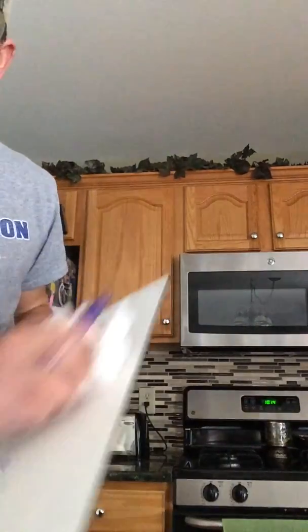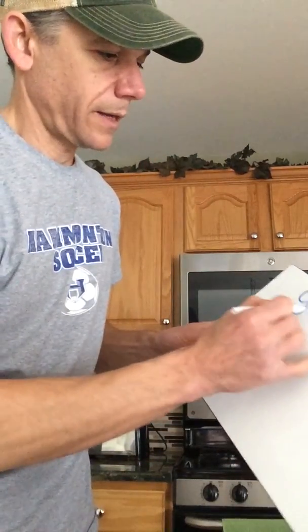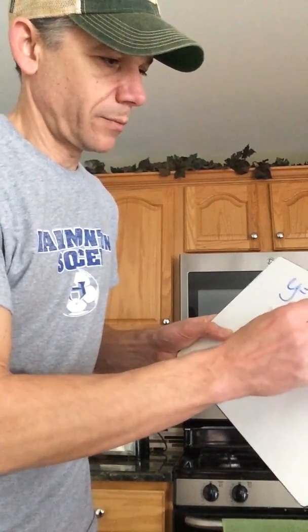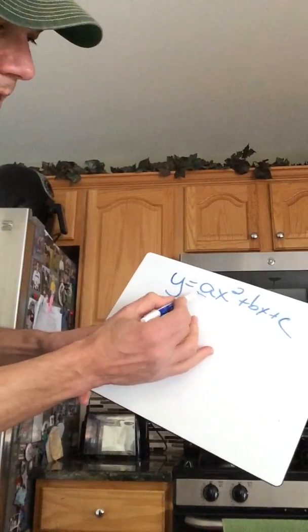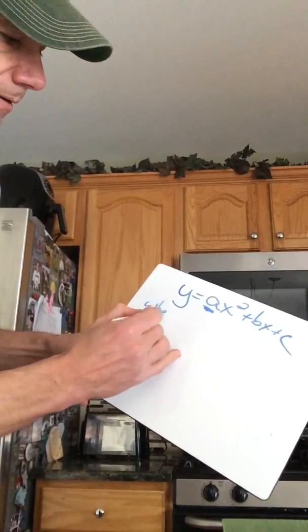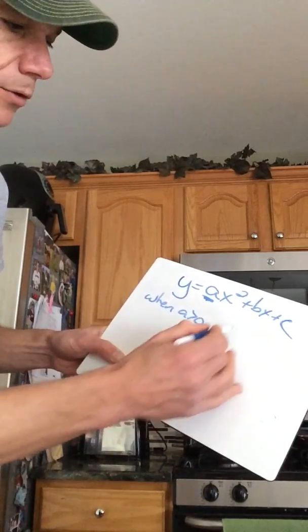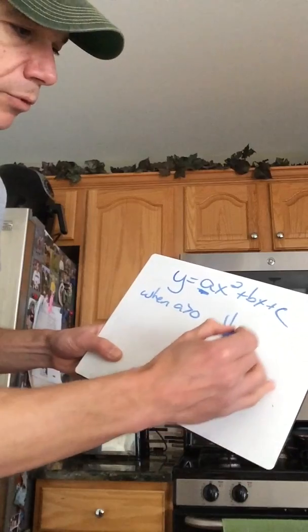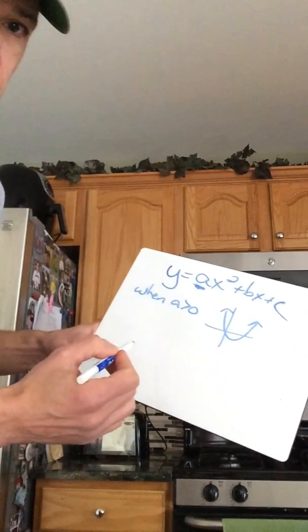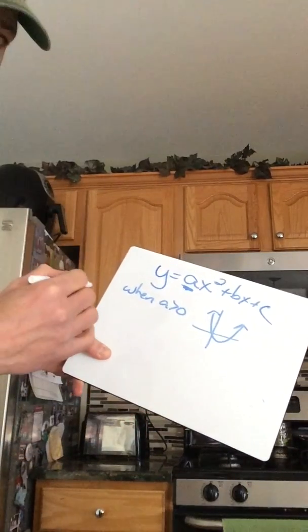All right. A couple things. When we have our standard form, y equals ax squared plus bx plus c, we know we're going to have a parabola. When a is greater than 0, so it's positive, your parabola will always open upward. And it's a nice piece of information to know.